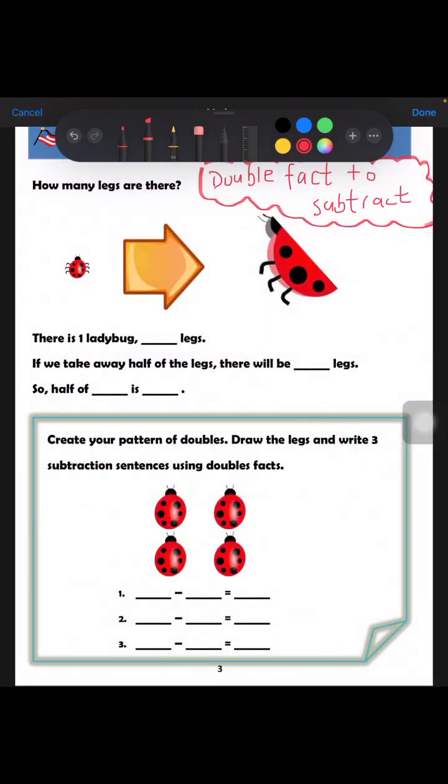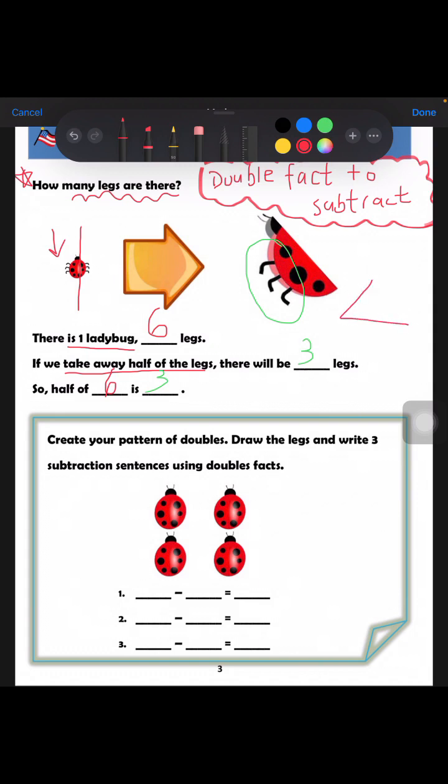Okay, we are now on page 3. In this page, we also find how many legs there are. Okay, we look at the pictures here. How many ladybugs? Yes, 1 ladybug. How many legs does 1 ladybug have? Yes, it's 6. If we take away half of the legs, that means we cut the ladybug into half. How many legs will be there? Yes, it's 3. So we write down 3 here. Okay, so we know that half of 6 is 3.